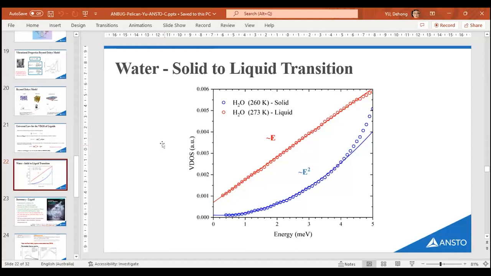So your question is that you think some liquids may have this sharp transition, you mean? Not sharp, but a short range order transition, like a local structure transition, not the average structure. That's right.